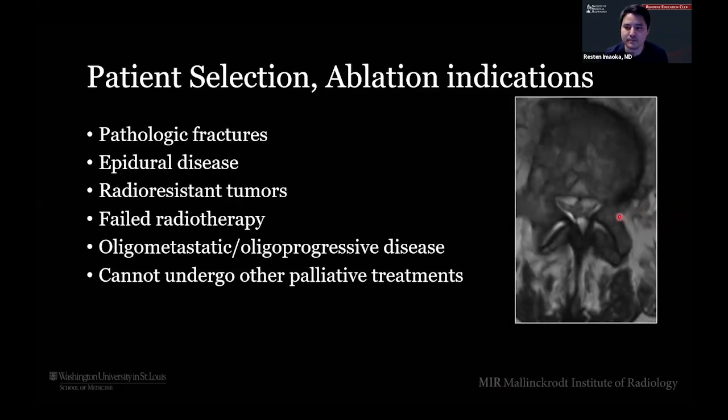As I mentioned before, in this example here, you can see this patient has some epidural disease anteriorly. Radioresistant tumors, that's something we talk about a lot. Historically, we think about things like clear cell renal carcinoma, melanoma, different types of sarcomas, right? Those are all historically radioresistant types of tumors.